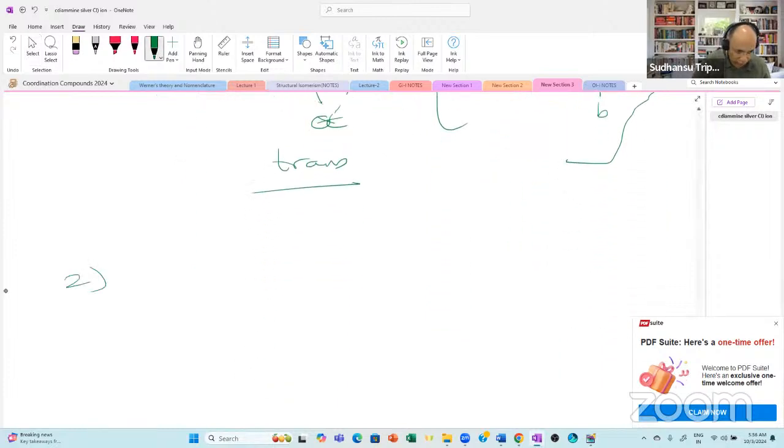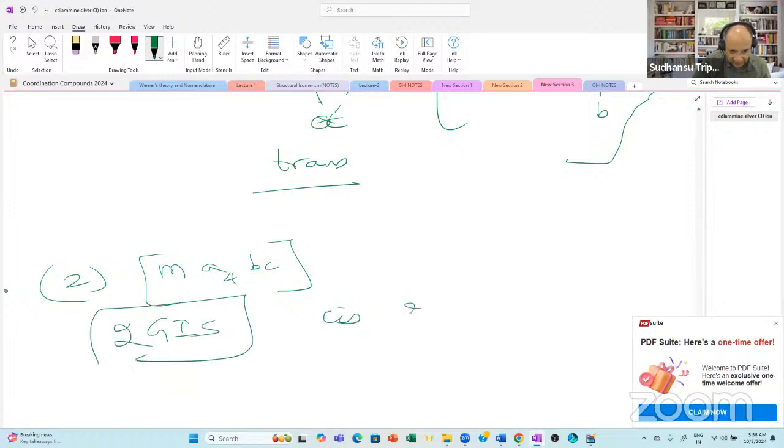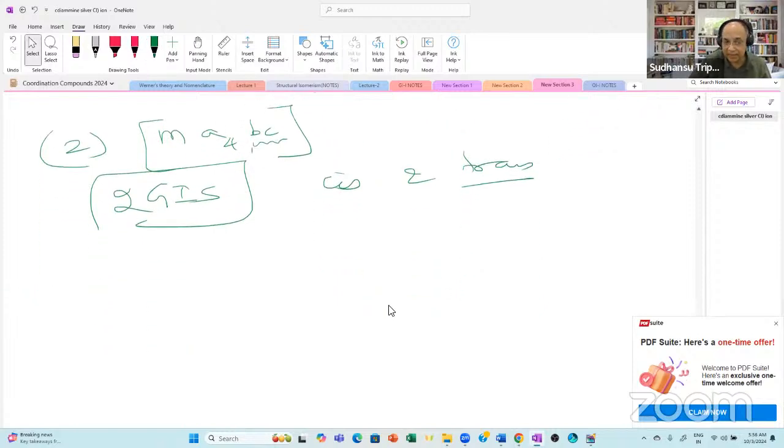Coming to MA4BC. Same number of GIs, 2: cis and trans. Here, in place of B2, we shall be analyzing BC. If BC remains on the same side, then it is cis. If BC remains on the opposite side, that will be trans, which is not superimposable with this cis. And at random, we shall be drawing the picture. BC, let us keep BC here.